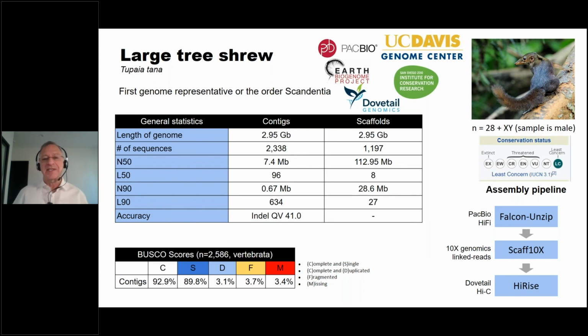So 27 scaffolds make up 97% of the genome size, which is very close to the number of chromosomes. If you see in the upper right-hand corner there, the chromosome number is 28. And so we're very excited about this particular assembly.